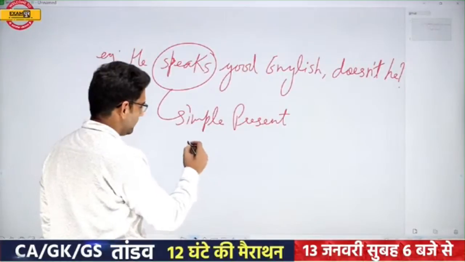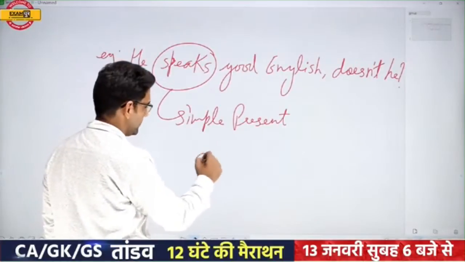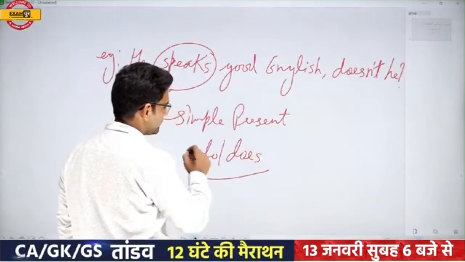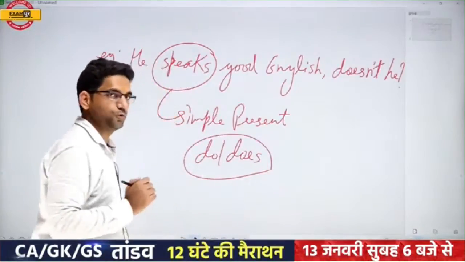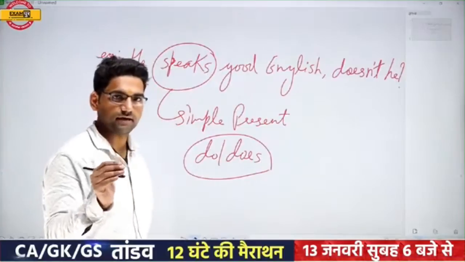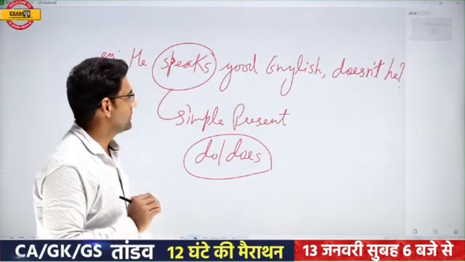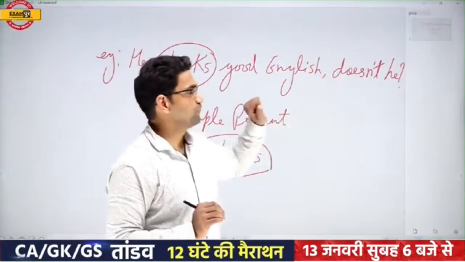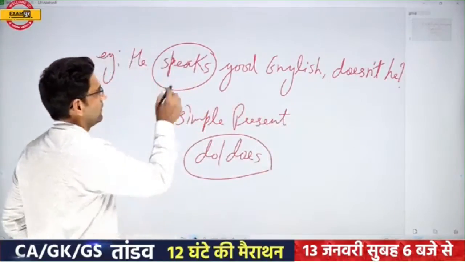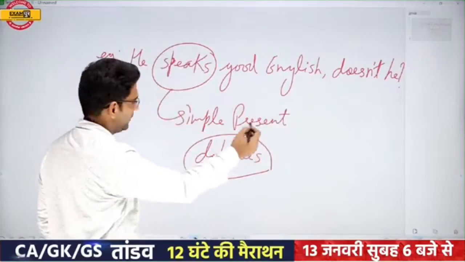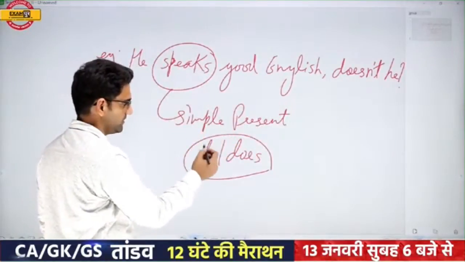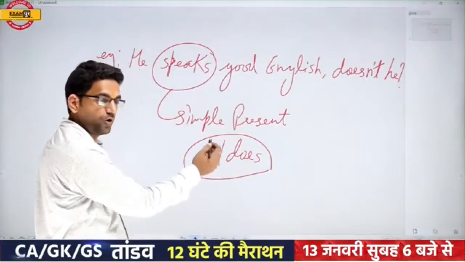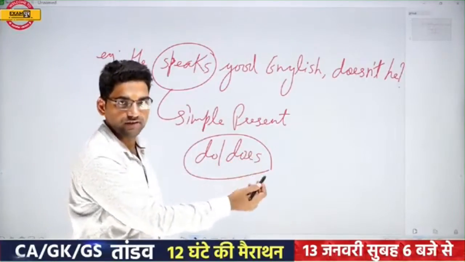And you know that the verbs of simple present tense are do and does. For interrogative sentences, we use do and does. So this is how you decide the verb for the question tag. You first check the tense, that it's simple present, and you know the verbs of simple present tense are do and does. So accordingly, you form a question tag.